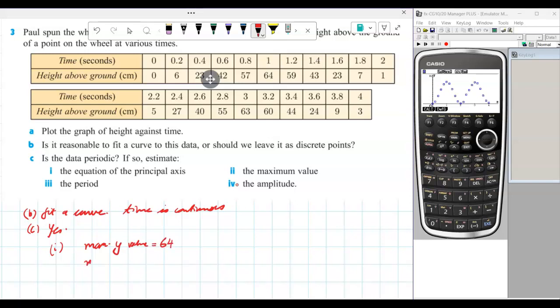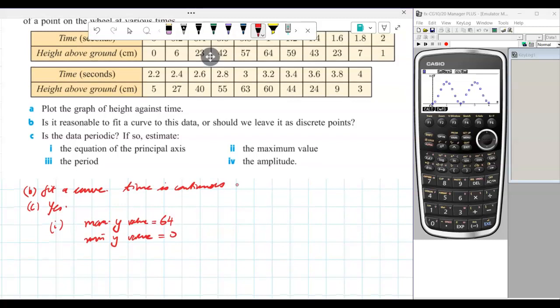What's the minimum y value? 0. So the equation of the principal axis is y is equal to max plus min over 2, which is 64 over 2. So y is equal to 32. That's the equation of the principal axis. What is the maximum value? 64. Maximum value is 64. What's the period?